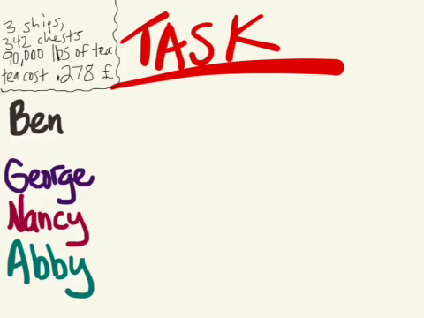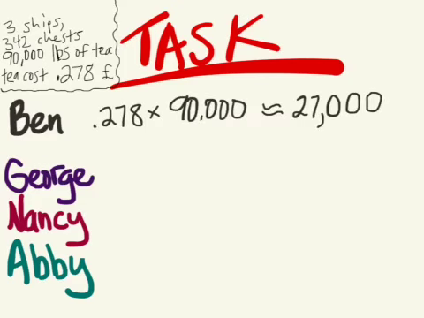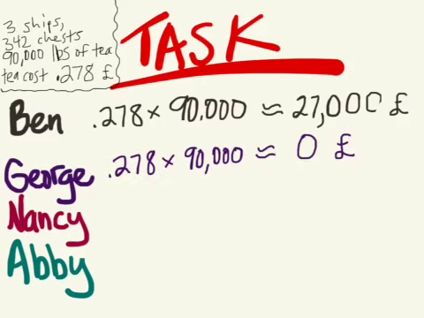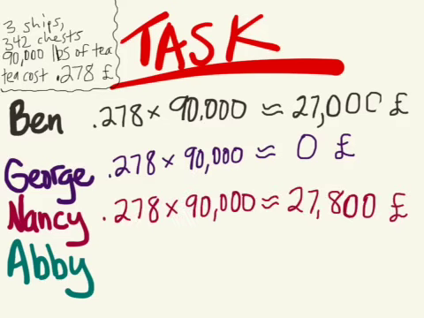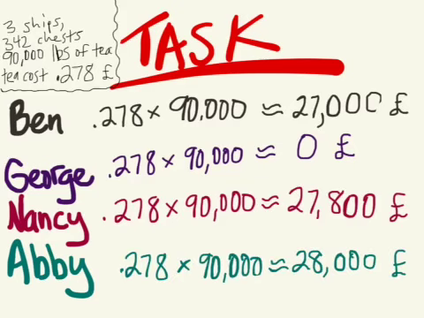So Ben, George, Nancy, and Abby got together, and they each did an estimate of about how much money they had just dumped into the harbor. They estimated and got the following answers. Ben came up with about 27,000 pounds. George got 0 pounds. No money. Nancy estimated and got 27,800 British pounds as the total cost. And Abby's estimate came out to 28,000 British pounds.